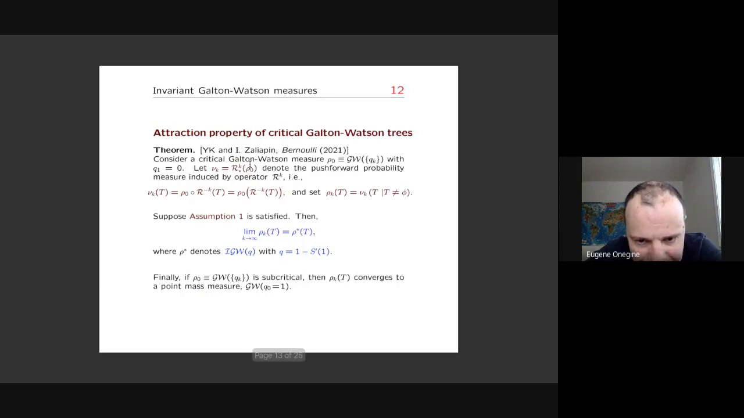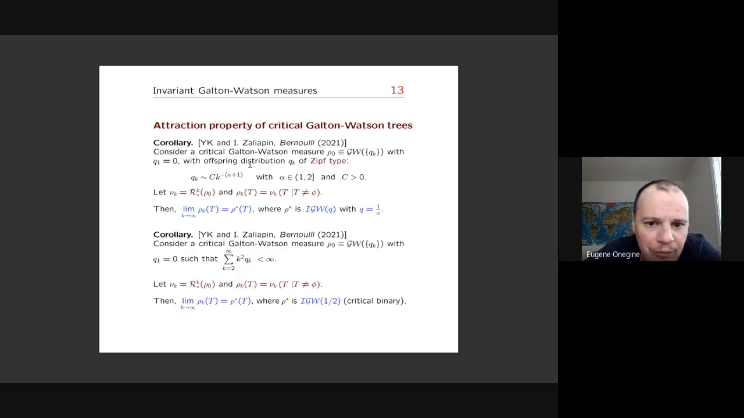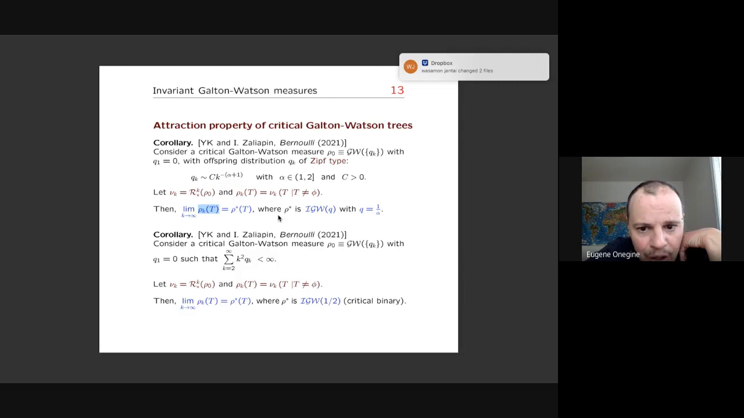Now let's apply them. For example, we know that zip type distributions satisfy the regularity assumption 1, right? So in fact, if you start with a measure that is zip type and you start pruning it, then it converges to an IGW Q measure where Q is equal to 1 over alpha. Alpha is the parameter in the power law, okay?